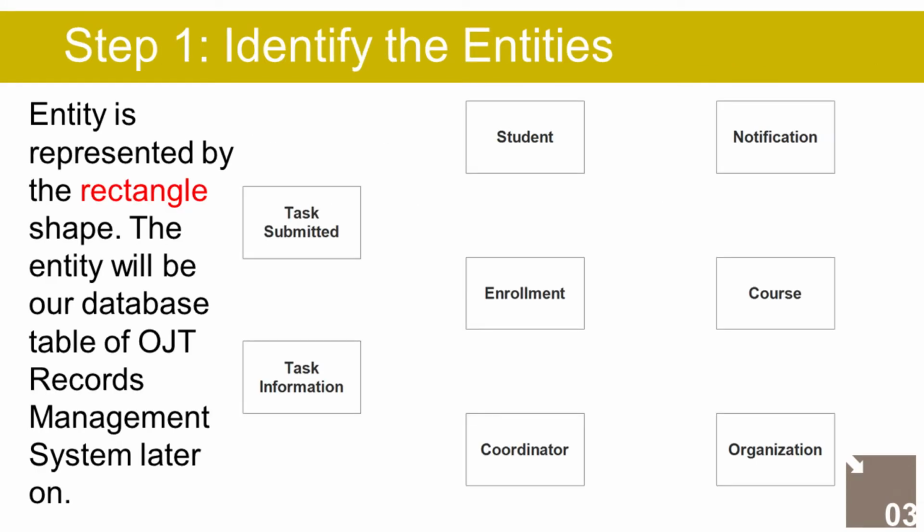Step 1. We will identify all the entities. Entity is represented by the rectangle shape. The entity will be our database table of OJT Records Management System later on. In the OJT Records Monitoring System we have the following entities. 1. Student 2. Course 3. Enrollment 4. Organization 5. Coordinator 6. Task Information 7. Task Submitted.